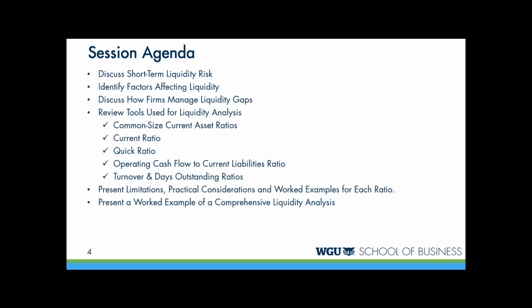For our session today, we're going to discuss what short-term liquidity risk is. We'll identify factors affecting liquidity. We'll discuss how firms manage liquidity gaps. Then we're going to review some tools that we use for liquidity analysis, starting with common size current asset ratios, the current ratio, the quick ratio, our operating cash flow to current liabilities ratio, and turnover and days outstanding ratios. We will be presenting limitations, practical considerations, and worked examples for each of the ratios. And then we're going to present a worked example of a comprehensive liquidity analysis.